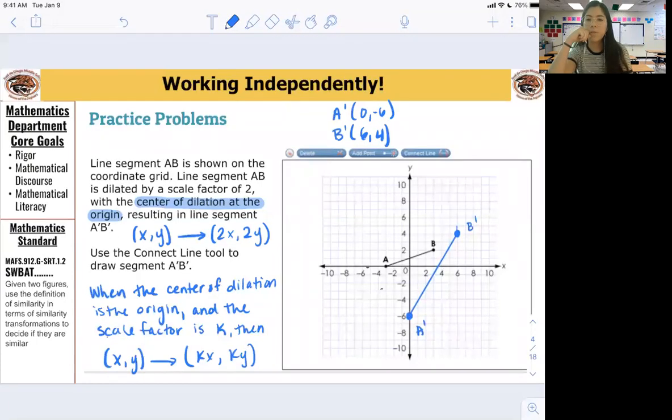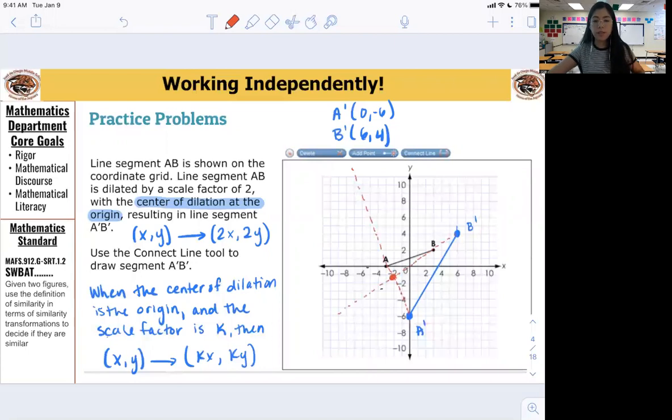And first of all, what looks wrong about this? They're not parallel, right? So that's one big thing, that they should be parallel because that's one of our rules about dilations. So already I'm like, okay, something's a little funky. And then if I actually connected those dots, A with A prime and B with B prime, they don't converge at the right place.